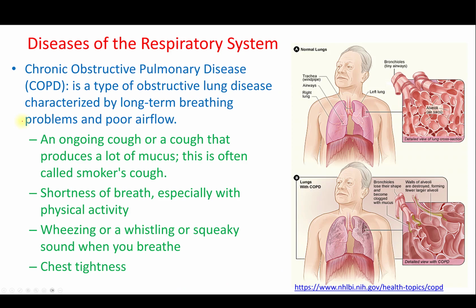Okay, now some of the diseases of the respiratory system. There are several types or groups of diseases. One prominent group is COPD, the chronic obstructive pulmonary disease. From the name, we will have something obstructing the lungs. Most of the time, it's mucus. So this is a healthy lung, and this is a lung defected with COPD.